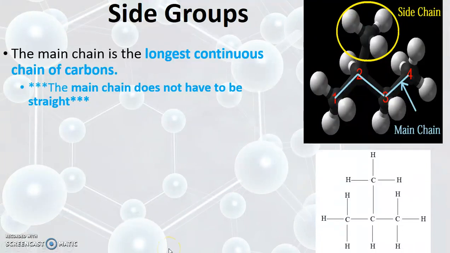The other thing you need to know when you start naming alkanes is that the main chain is the strand of longest continuous carbons. So here, 1, 2, 3, that's the longest chain of continuous carbons. But the main chain does not have to be straight. This is a very important thing to know as we look into the next few examples.